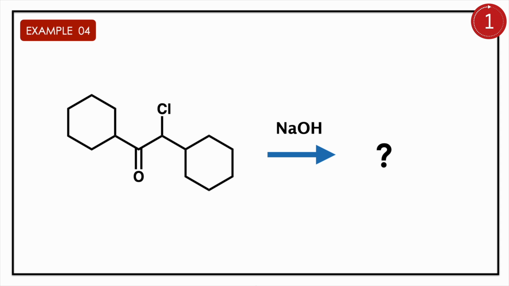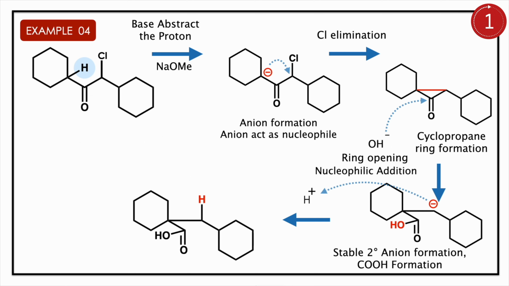Then the interesting example: you have a ketone, with cyclohexyl on one side and methyl on the other side attached with chlorine and cyclohexyl. You are using sodium hydroxide. You should find what will be the final product. Here bigger functional groups are given, but we go by the basics. First step, we are using the base. The base abstracts the proton. You have an anion, which is the nucleophile. The anion attacks the chlorine. Chlorine eliminates.